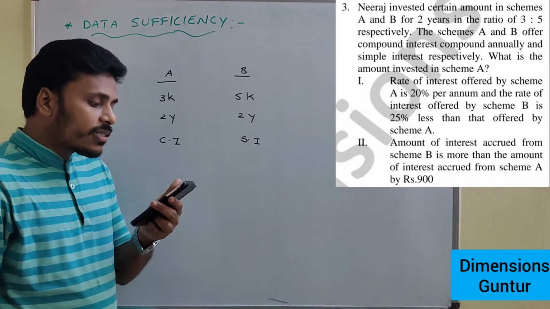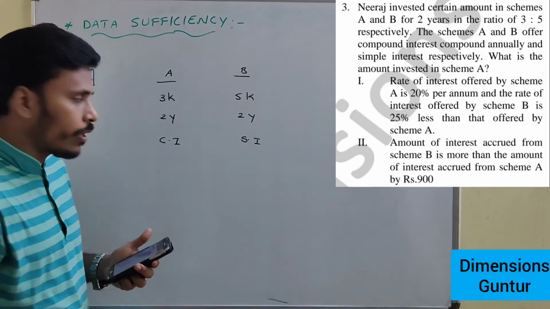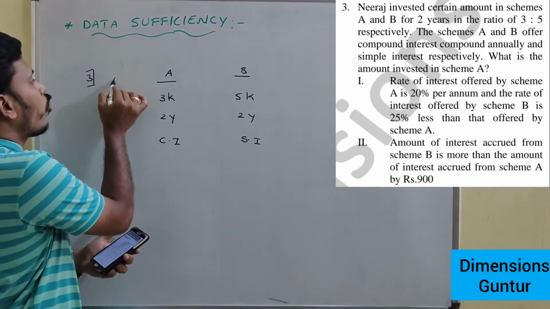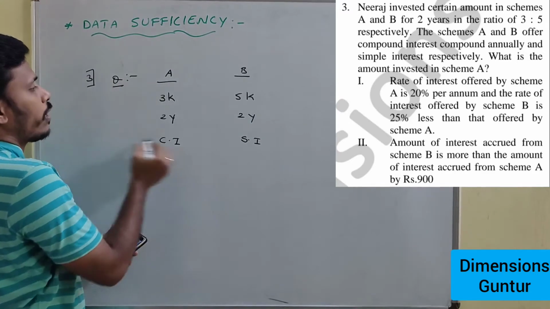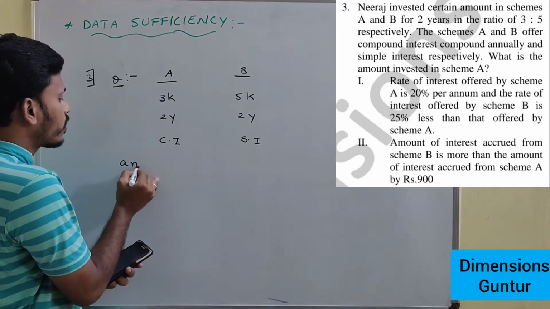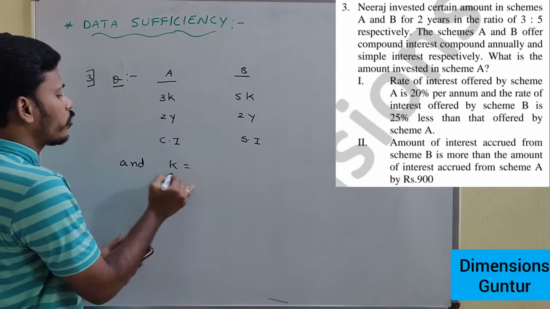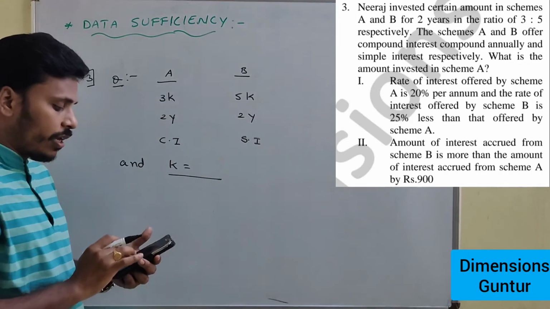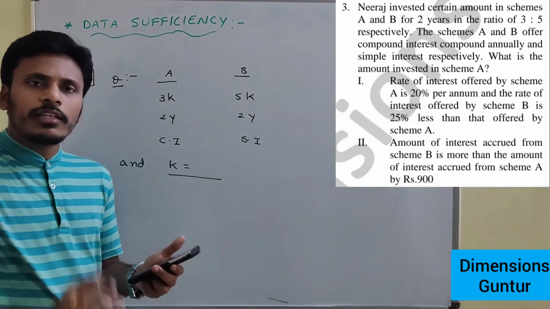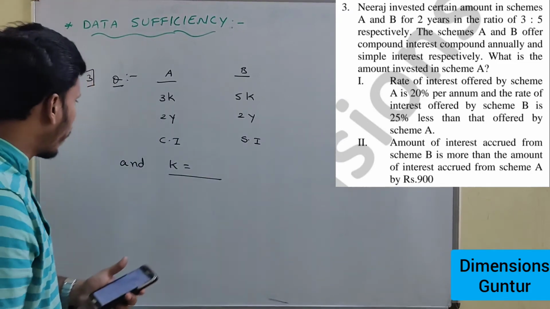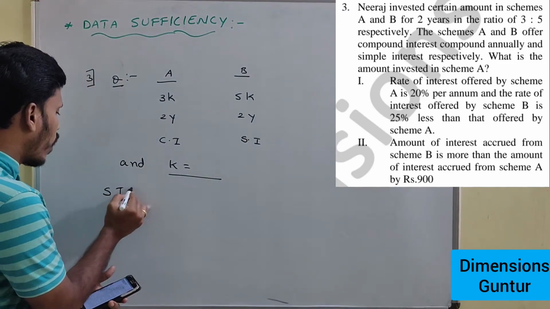What is the amount invested in scheme A? Everything is given in the question part, and they ask us to find the k value actually. The amount invested in scheme A is 3k, so we need to find nothing but k. Okay. Now just look at statement 1.